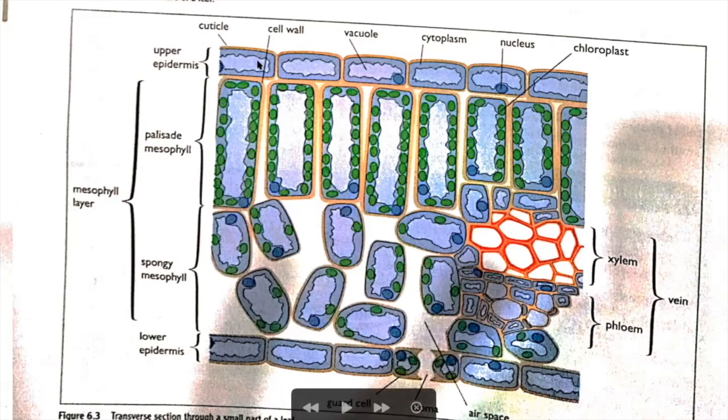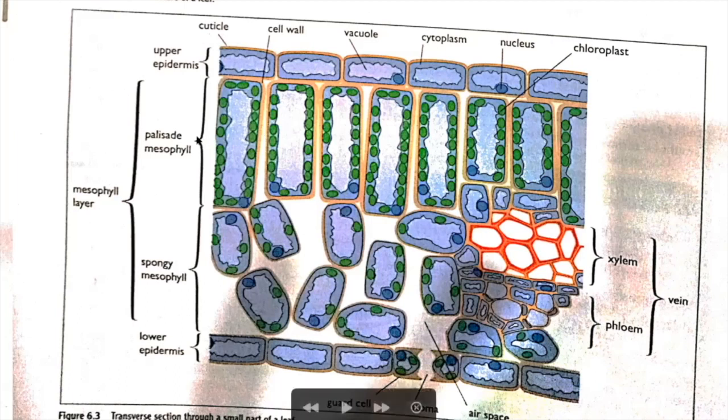Okay, so remember for upper epidermis, two functions you should know. The first one has cuticle. Number two, they are transparent. Why? To allow more sunlight to penetrate the leaf, so that sunlight akan digunakan for photosynthesis.